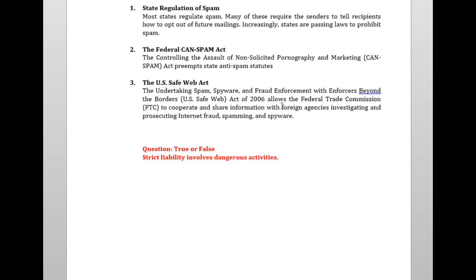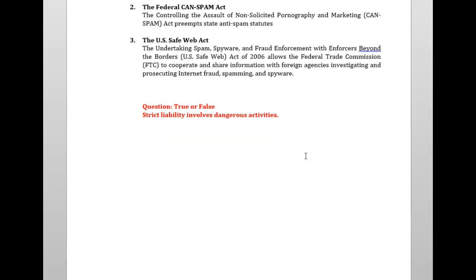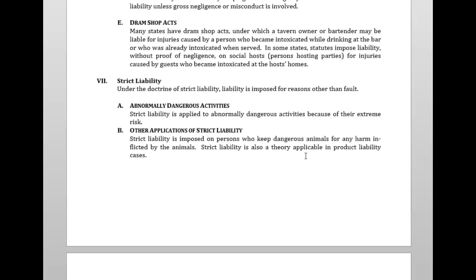And here's a question. True or false? Strict liability involves dangerous activities. That is the tail end of unintentional.